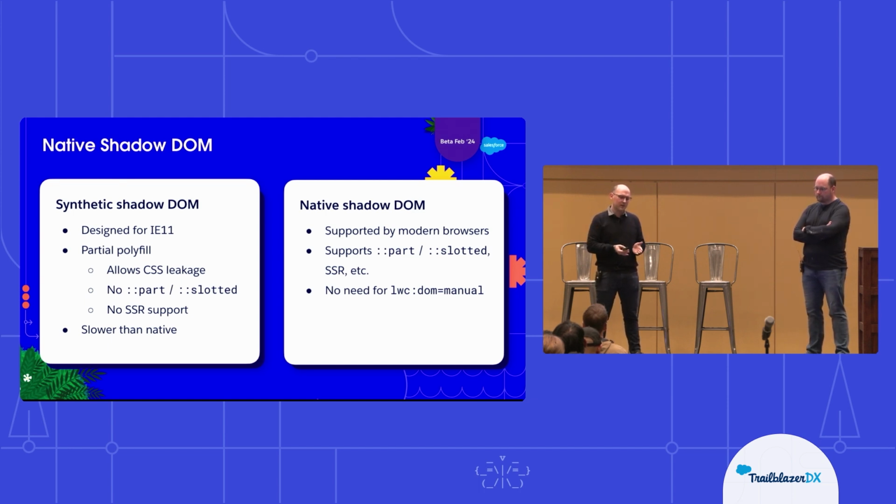So what we are putting in beta now is native Shadow DOM, which is just directly giving you the browser's actual built-in Shadow DOM support, supported by all the modern browsers. And on top of that, it gives you a lot of things that just happen to be supported in the native browser Shadow DOM that aren't supported by synthetic Shadow DOM, the partial polyfill, including things like CSS part and slotted, which I'll show an example of later, and also our implementation of server-side rendering.